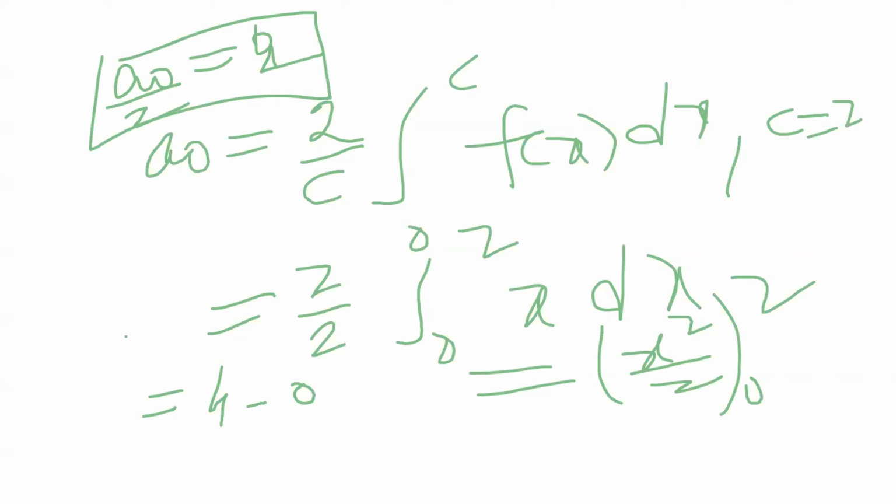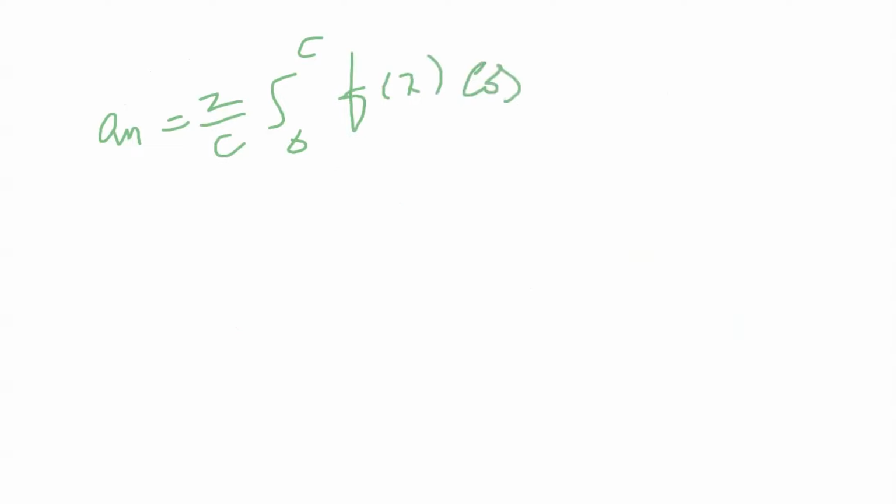And we have to calculate the a n value. The formula of a n equal to 2 by c integral 0 to c f of x cos n pi x by 2 dx.